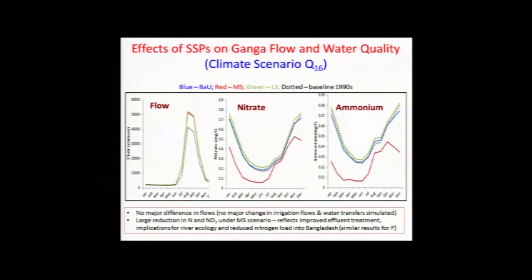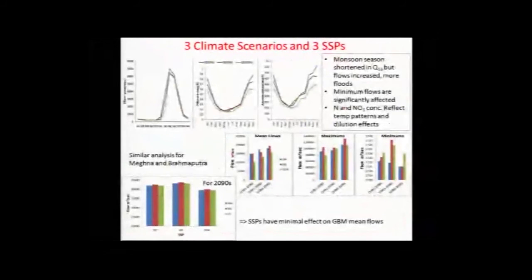Similarly, if you look at the scenarios combined, the climatic scenario and the SSP scenarios together, this is a very heavily loaded slide, but all this shows primarily is that these are our different scenarios, Q0, Q16, and Q8, and then of course these are our mean flows and maximum flows and the minimum flows which are changing here, and that's the impact of the three SSPs here for the three climatic scenarios. Now the major points I have just summarized here.